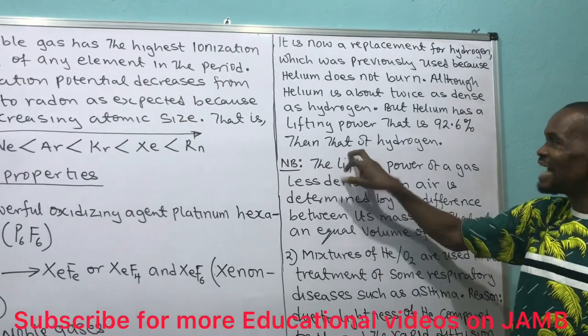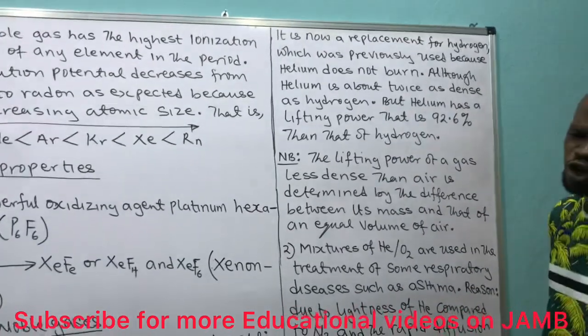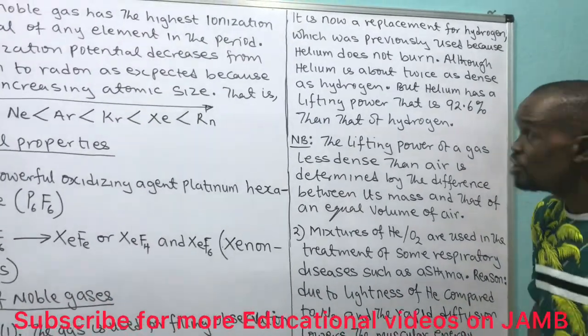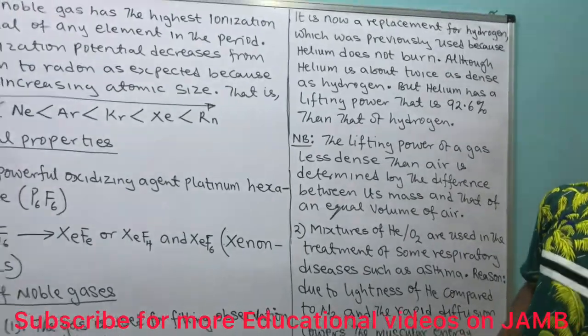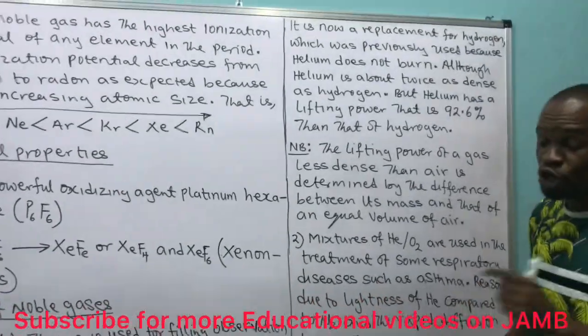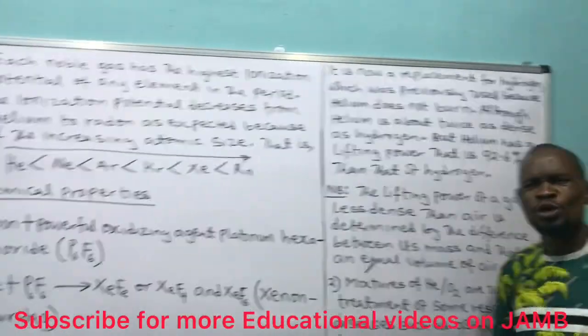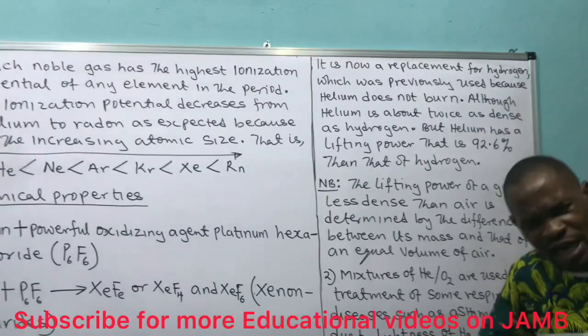92.6% that of hydrogen. That's the second property that made it knock hydrogen away in filling observation balloons. You say that helium does not burn. That's one of the things that makes it used instead of hydrogen to fill observation balloons. Second, helium has what we call lifting power, compared with hydrogen.